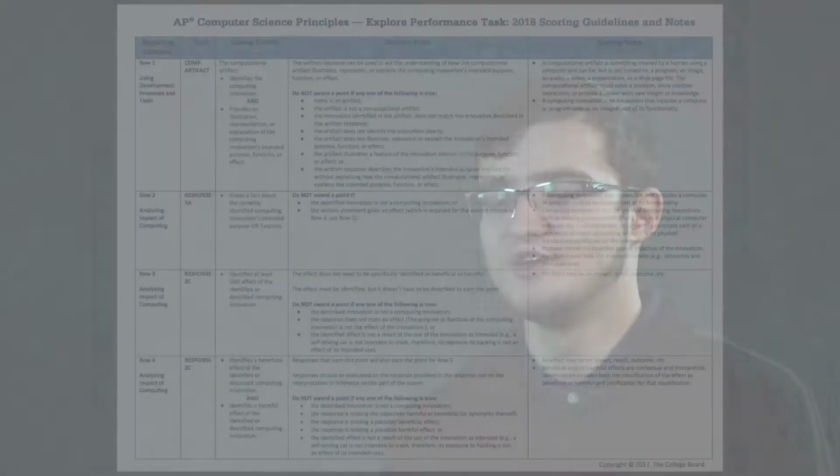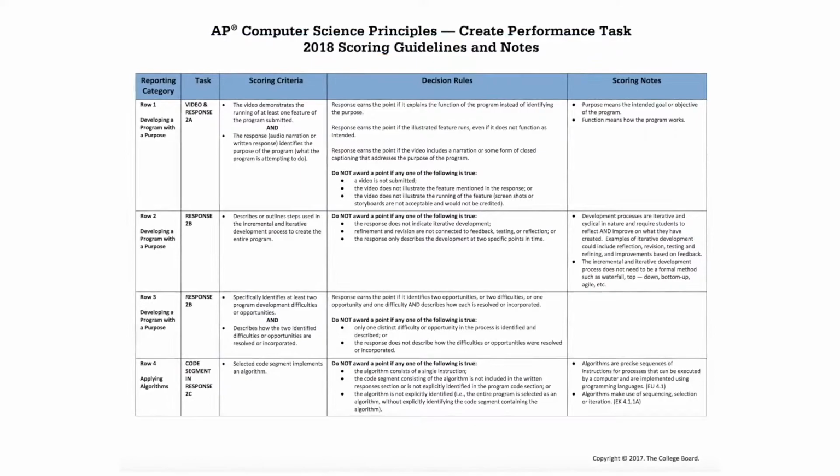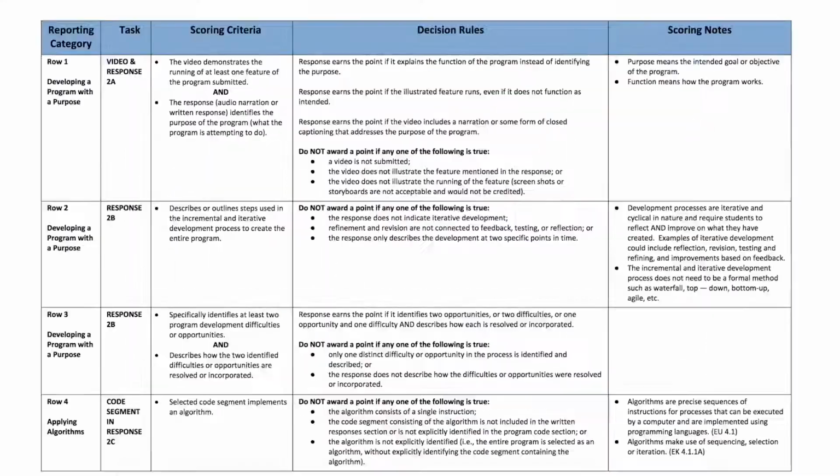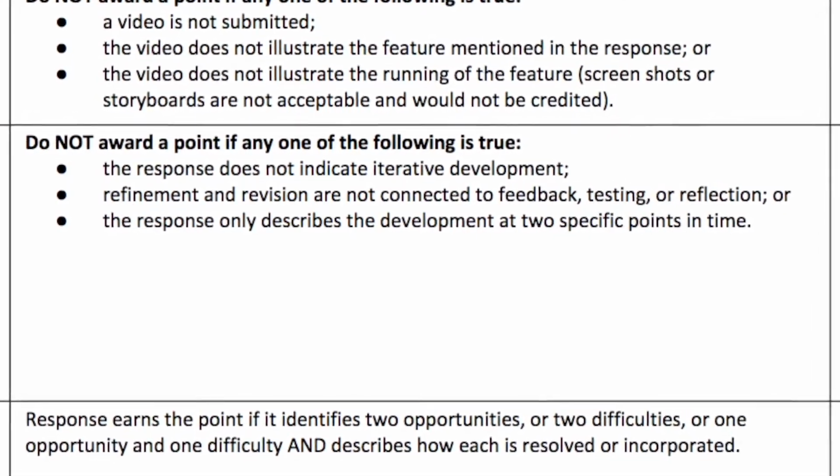Another skill I definitely learned in the class was how to write technically according to a rubric. So the College Board gives us a rubric for both our Explore and our Create tasks that are very detailed and very to the point. It really explains what you have to do to score credit on the AP exam.